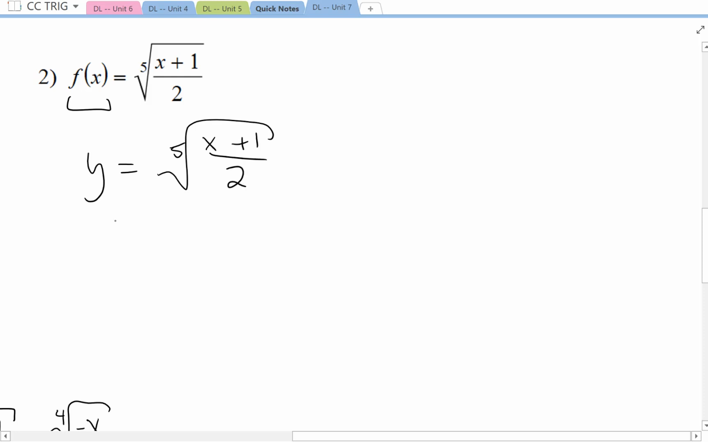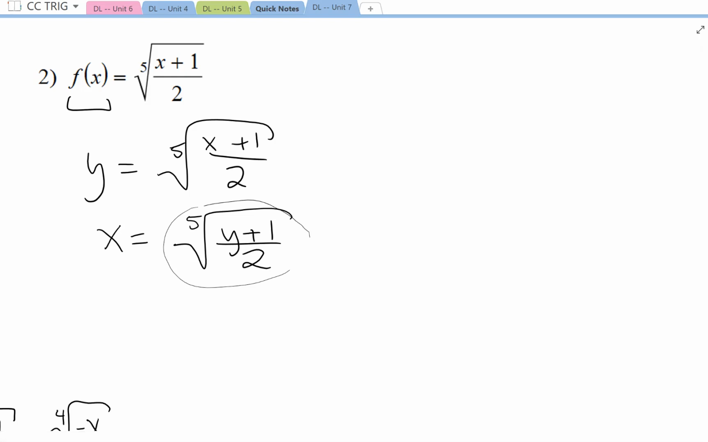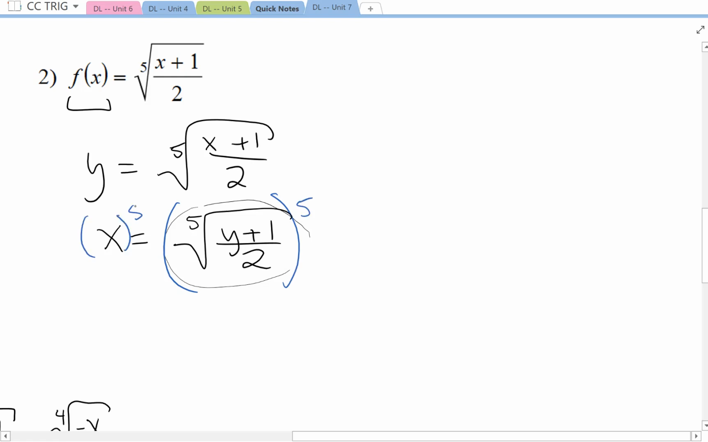Now swap x and y. Y is under this massive fifth root. Now, if everything is being fifth rooted, then I can take everything and put it to the power of 5. And that is what's happening, so that's what I'm going to do here. Take both sides and put it to the power of 5.